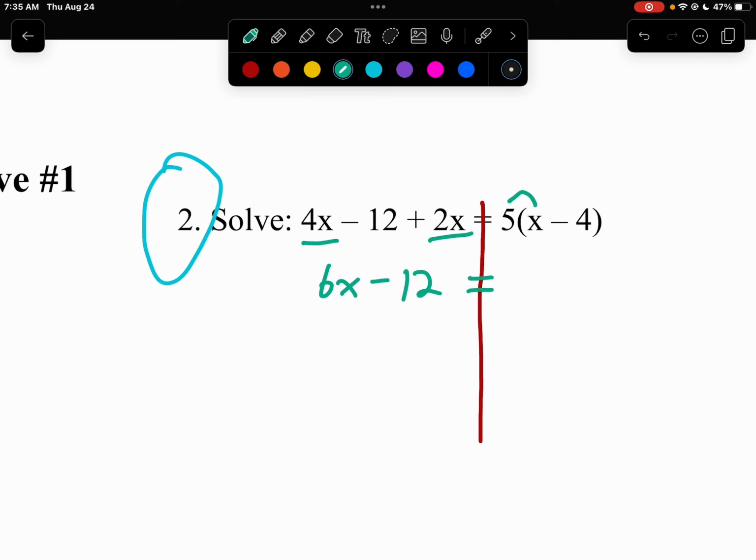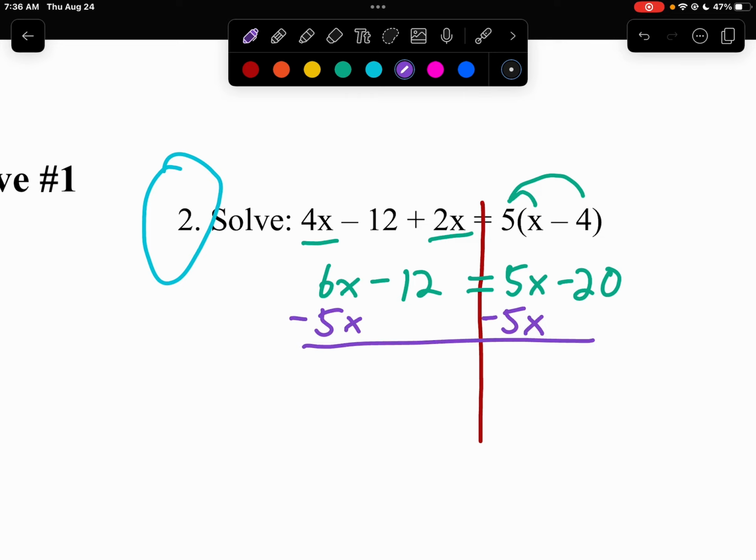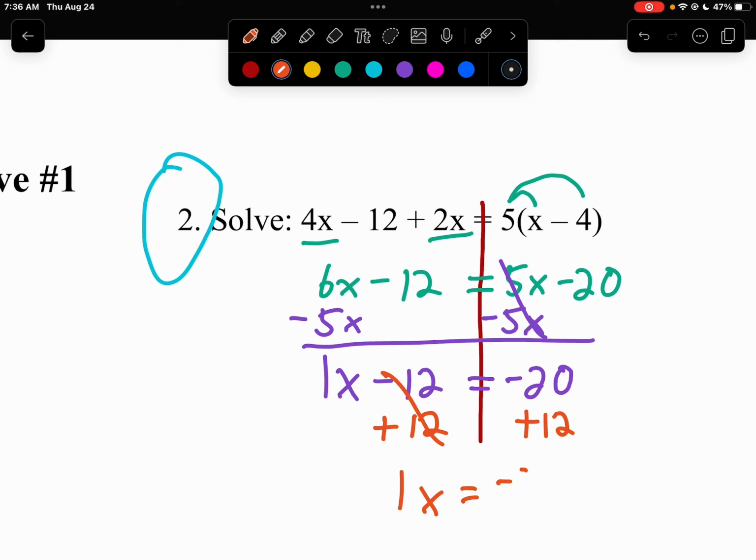And then over here, I can distribute. So 5 times x is 5x, and 5 times negative 4 is negative 20. Now I'm going to move my x's over. I'm going to move my 5x, so I'm going to subtract it over to this side. And then I'm just left with 1x minus 12 equals negative 20. Since I moved the x to the left, I moved the negative 12 to the right by adding it. So then you get 1x equals negative 8.